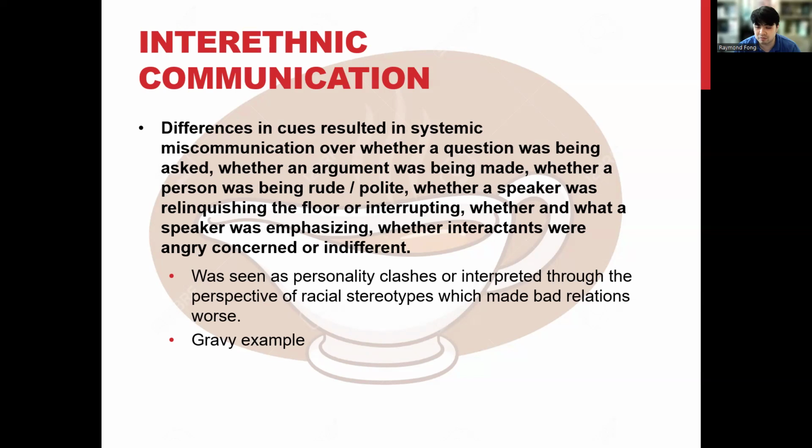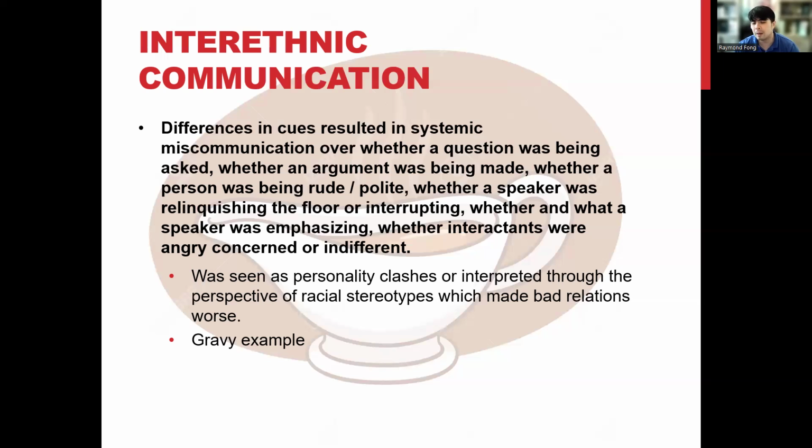Basically not knowing what it is to be polite in the UK, to, oh, you know what? They hate Britain. They have no manners. They're terrible people. They want to take over Britain. They hate British everything. So again, to say it in this slide, instead of understanding that it was okay, a linguistic difference, the difference in communication was seen as a personality clash or interpreted through the perspective of racial stereotypes, which made bad relations worse.